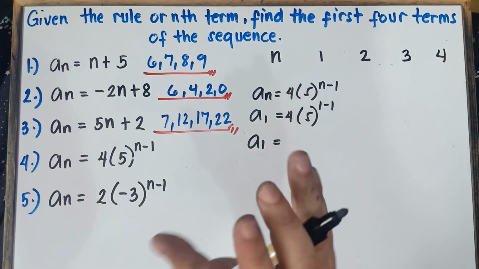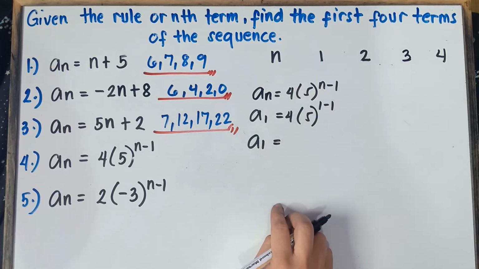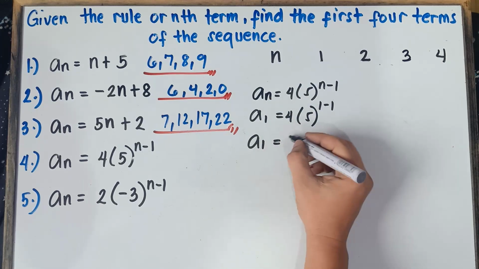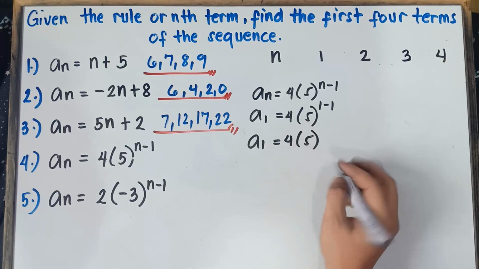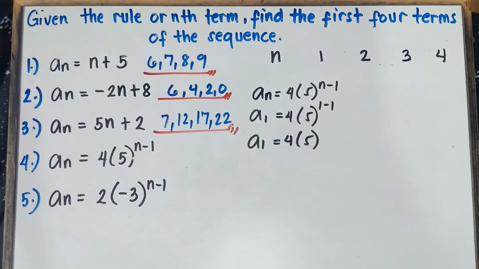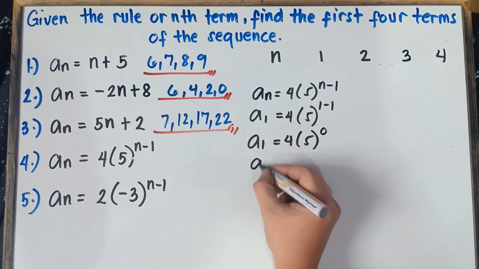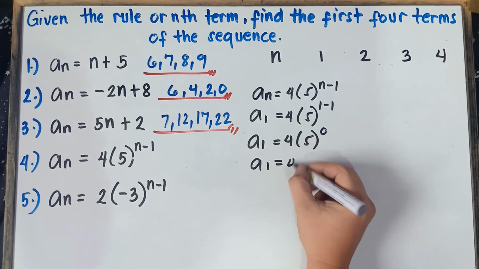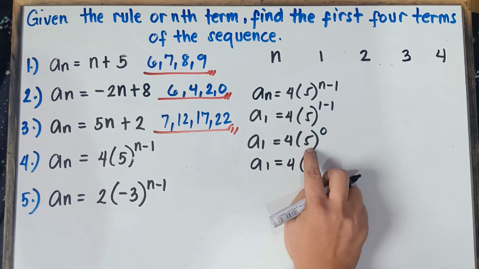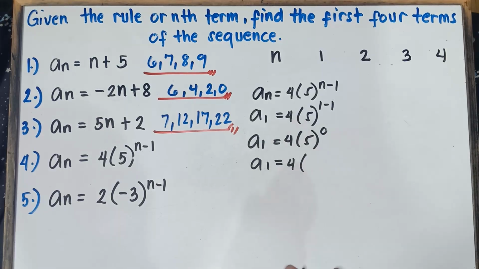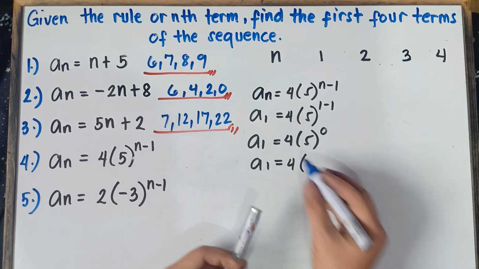Once again, let's simply substitute the value of n, that would be 1. So a sub 1, first term, 4 times 5 raised to the power of 1 minus 1. What's the answer, class? 1 minus 1 is equal to 0. So a sub 1 equals 4 times, once again, class, any number raised to the power of 0, the answer is 1.